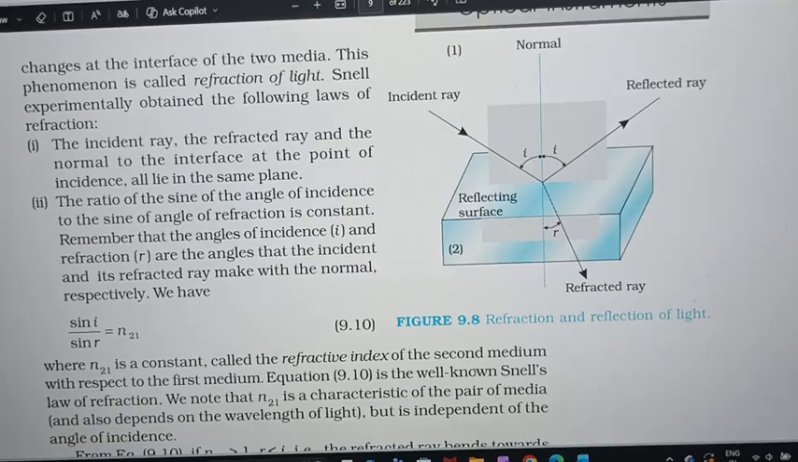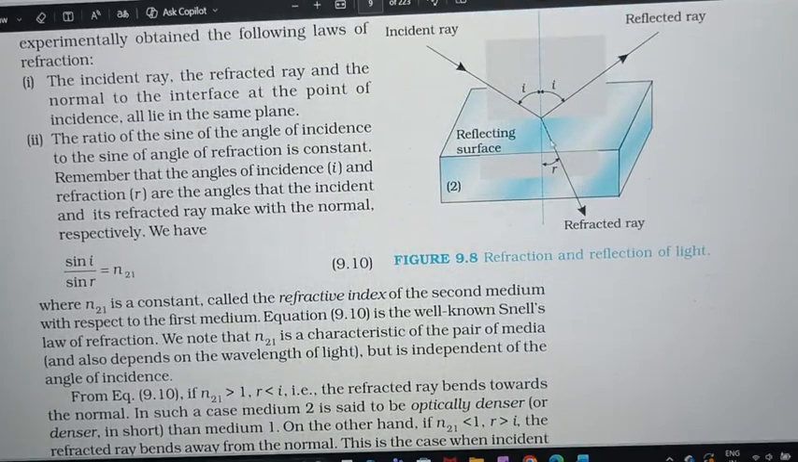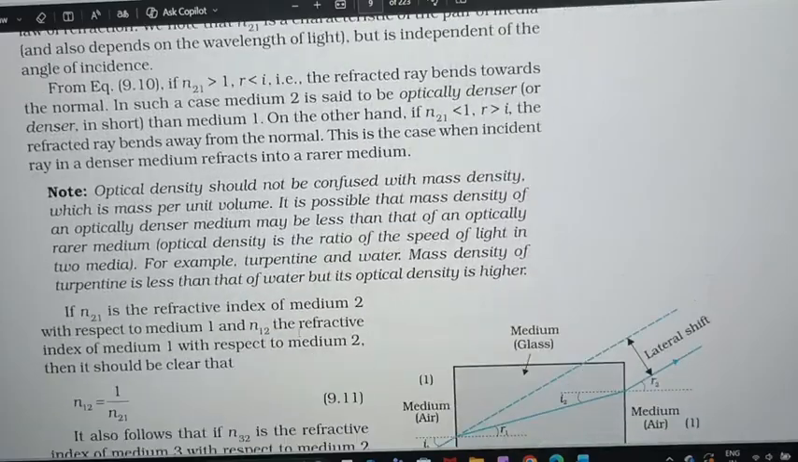Now exactly opposite, if you take n21 less than 1. Whenever this is less than 1, the denominator will be greater. So sin r is greater than sin i, then r will be greater than i. If r is greater than i, what will happen? The refracted ray will move away from the normal. If it is moving away from the normal, you can guess that it moves from a denser medium to a rarer medium. Optically denser medium to optically rarer medium it will move, and the speed of light will increase. This is what we can find from the law.